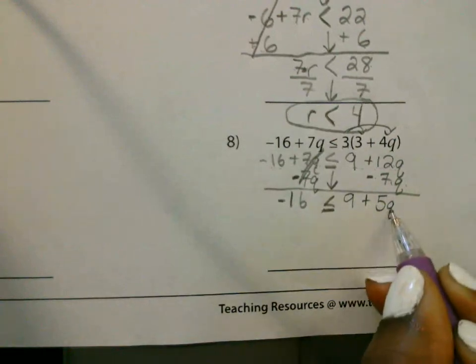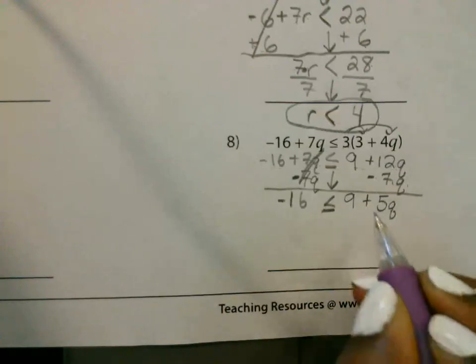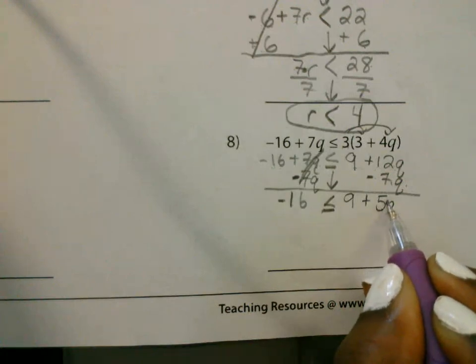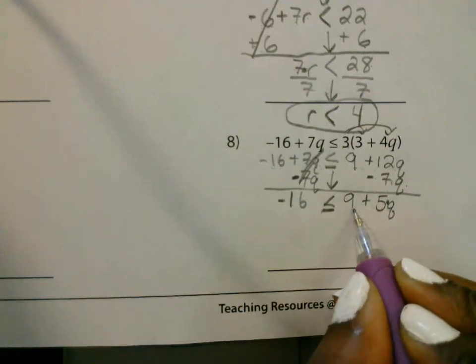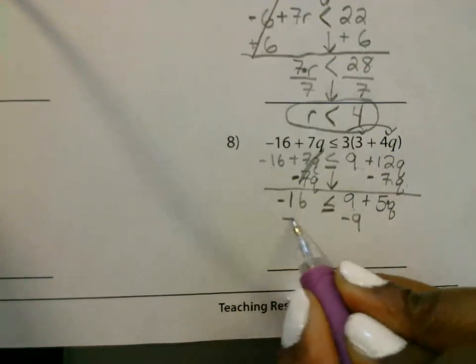Now what are we going to do to get Q by itself? How do we get Q by itself? No, we can't get rid of the 5 first. It's attached by multiplication. Get rid of the 9. How do you get rid of a positive 9? Subtract 9. Very good.